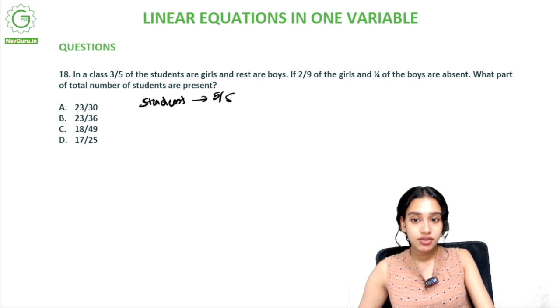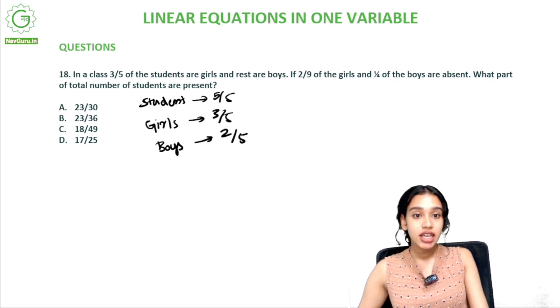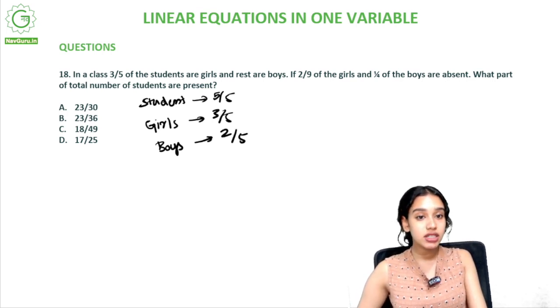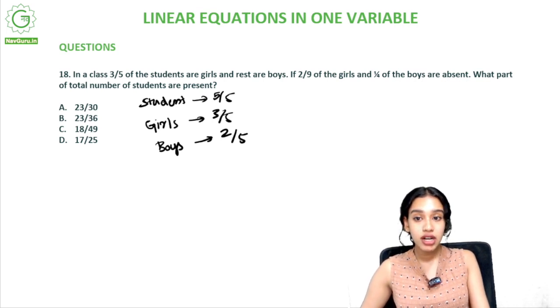So the number of girls, the amount of girls is 3 by 5. So boys would be 5 by 5 minus 3 by 5, it's 2 by 5, right? If 2 by 9th of the girls and 1 by 4th of the boys are absent, what part of the total number of students are present?